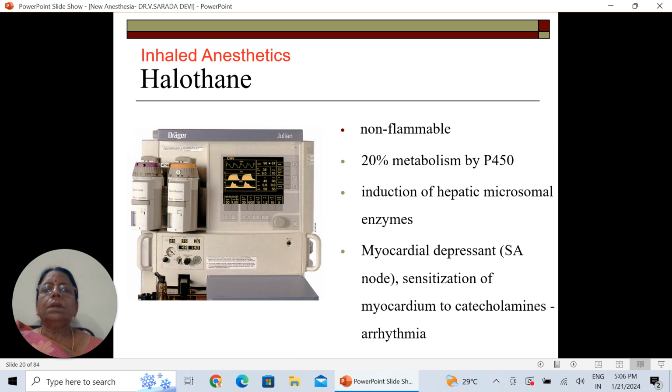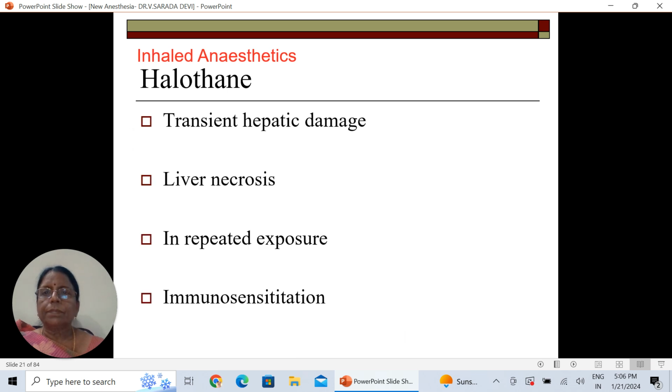Halothane. It is non-flammable. 20% is metabolized by P450. Induction of hepatic microsomal enzymes and myocardial depressant action on SA node and sensitization of myocardium to catecholamines. It may cause arrhythmias. Halothane may cause transient hepatic damage and it may cause liver necrosis in repeated exposure, and immunosensitization will be there.